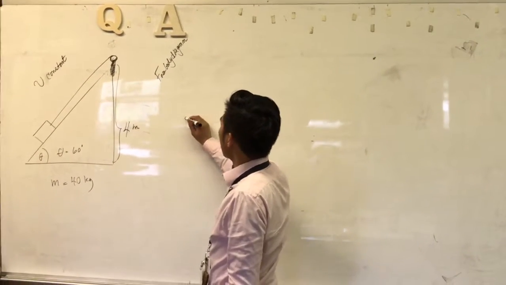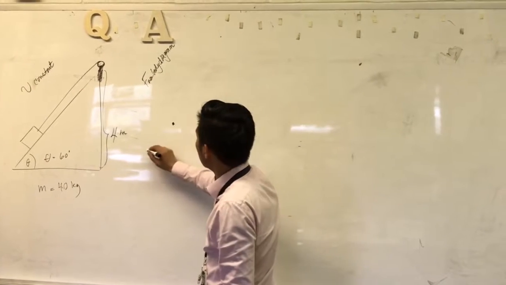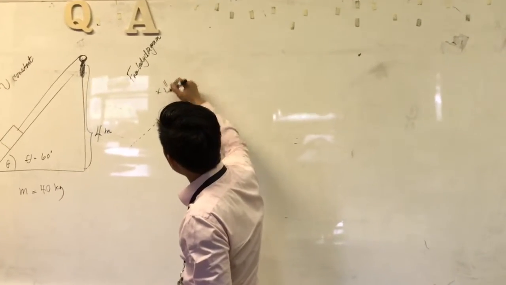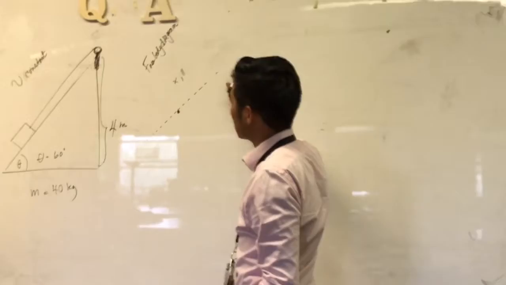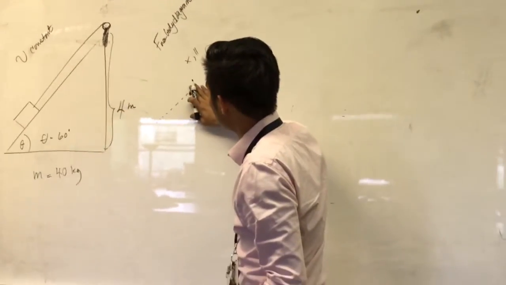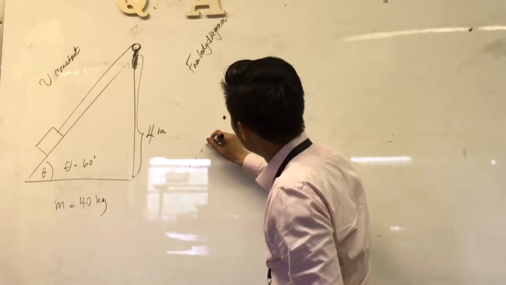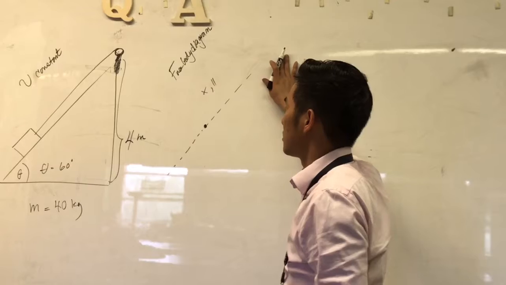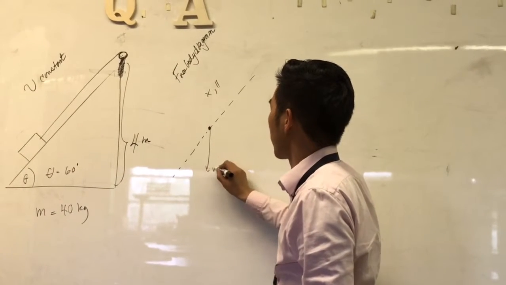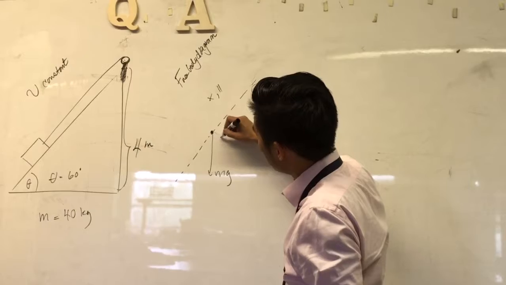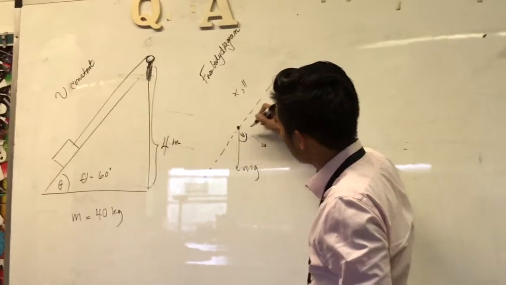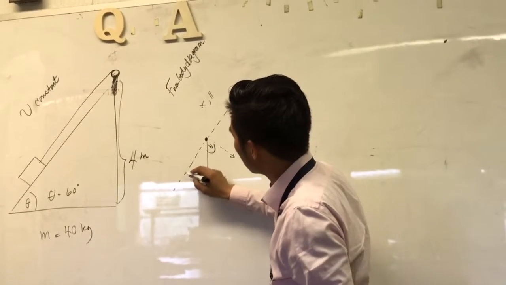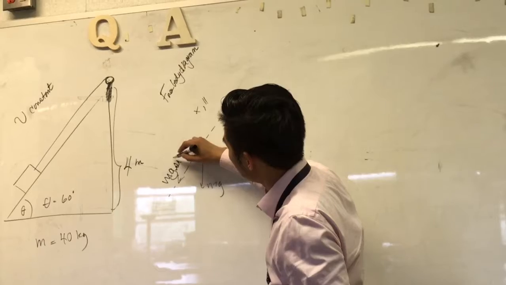This is from a long time ago, last year. You're going to tell me how many forces we have in the x direction, parallel to the plane. The first one is the weight, mg. What is this? mg cosine. And this? mg sine.